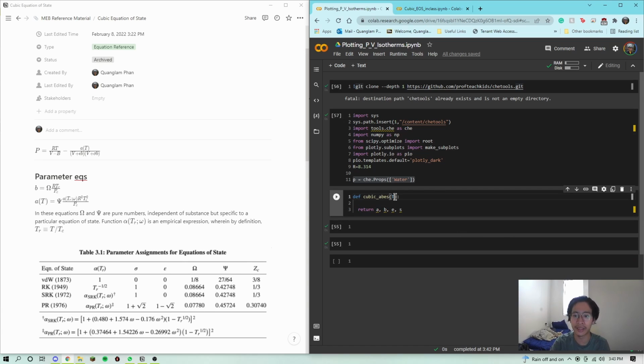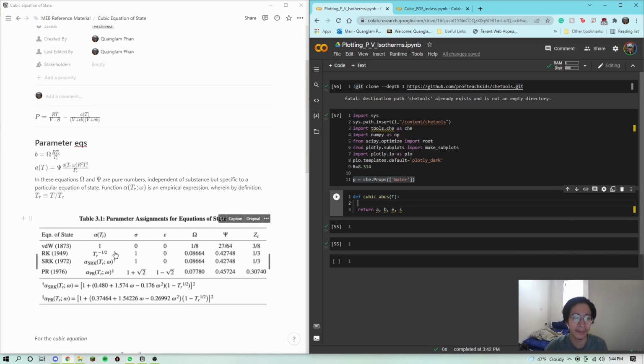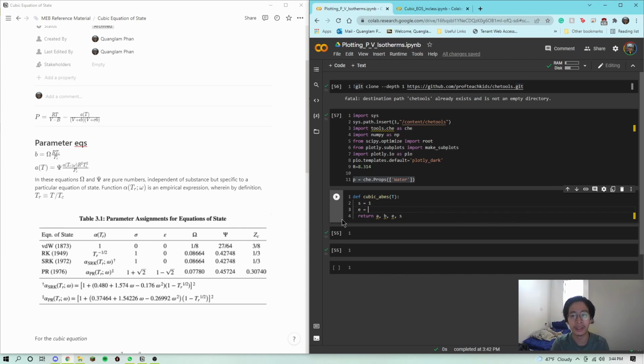And I'll throw in T as an argument because, well, we know for a fact that T is going to determine what A is going to be. So we know that T is an input, essentially. And we'll start with some of the easy things first, okay? We'll look down here, sigma and epsilon are just, for SRK, just 1 and 0. So S equals 1, E equals 0. Oh, great, we have half of our function done already, right?